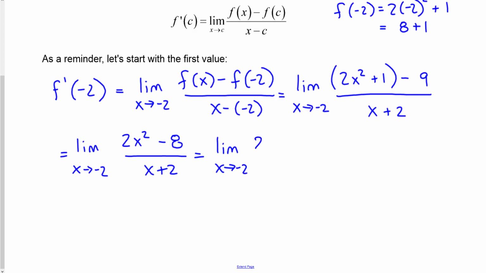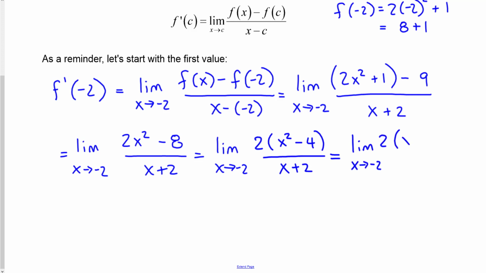In the numerator, I could factor out a factor of 2, which leaves me the quantity x squared minus 4. But that will factor into x plus 2 times x minus 2. Which is nice because I also have this factor of x plus 2 in the denominator, and that term, x plus 2, can cancel away.